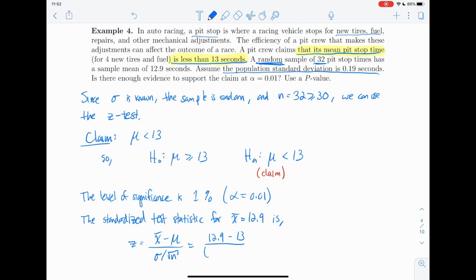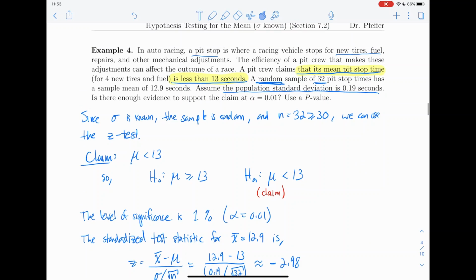And we're going to divide that by sigma, which was given to us as 0.19, over the square root of the sample size 32, and this is going to be, after rounding to 2 decimal places, approximately negative 2.98. So now that we have our standardized test statistic, we need to now compute some areas using the standard normal table, but we also need to be clear on whether we are a left, right, or two-tailed test.